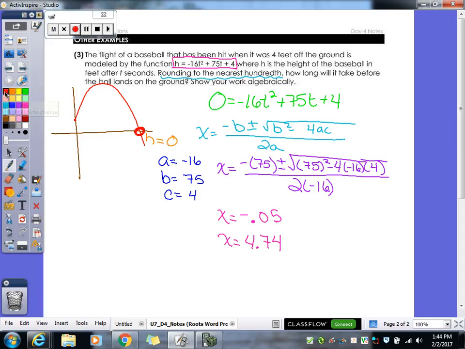So, can we keep both of those? No, because we're talking about time. So which one do we have to reject? The negative. You can't have negative time. We can't go back in time. We're not Michael J. Fox. So then, all we have to say is it will take 4.74 seconds for the ball to reach the ground.